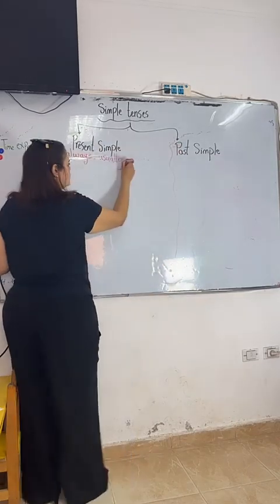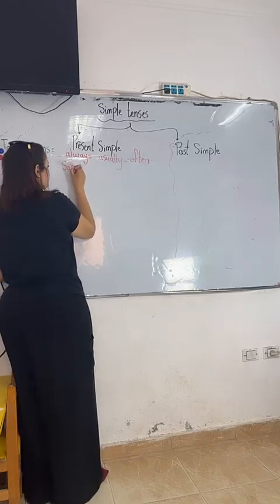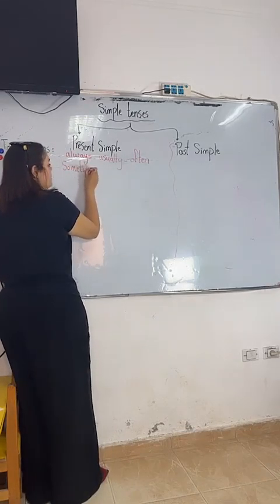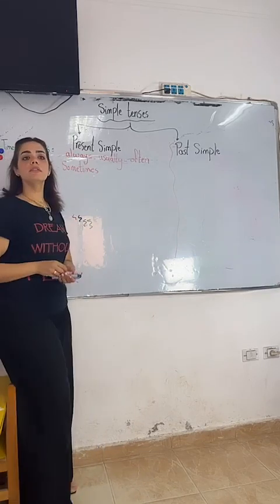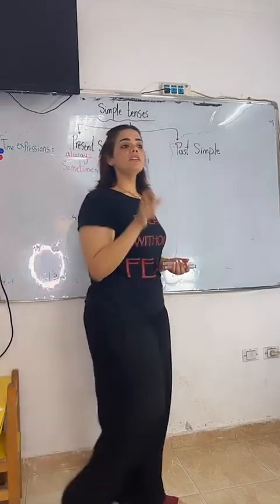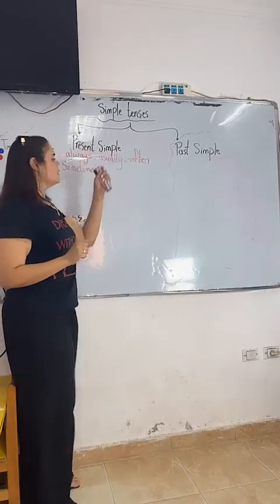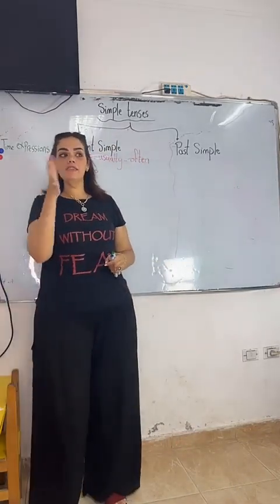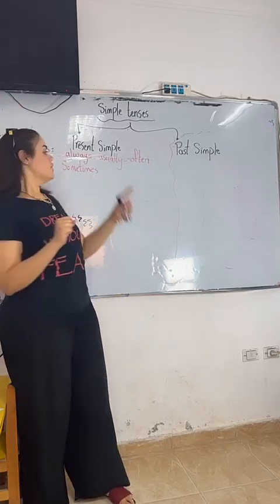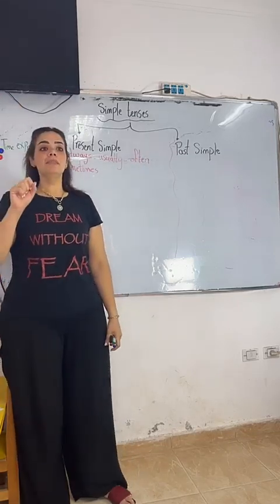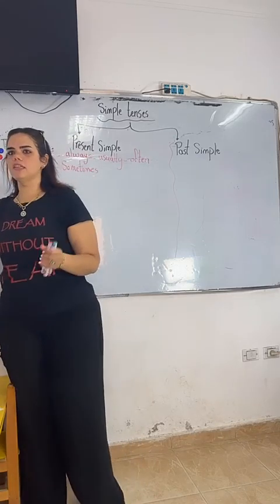Usually, often, sometimes. Okay, before never, because you know, how much is always? How much? 100%. Great job, 100%. What about usually? 75%. What about often? 50%. What about sometimes? 25%. And then we have 10% and 0%. Okay.